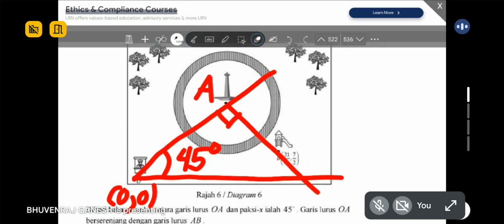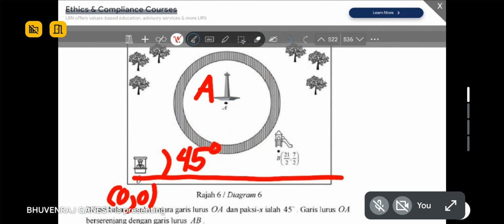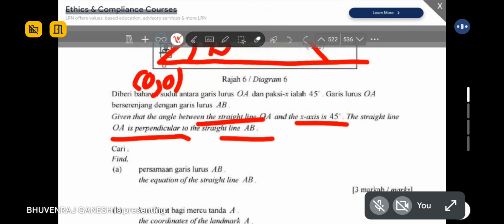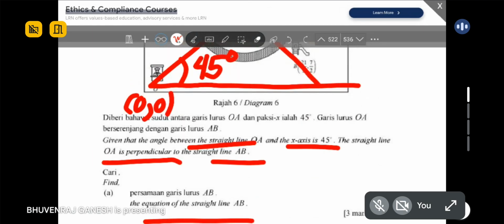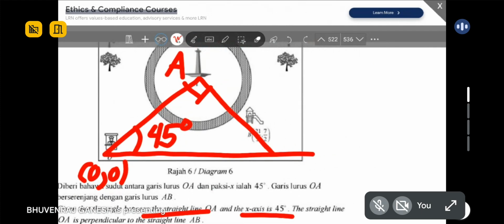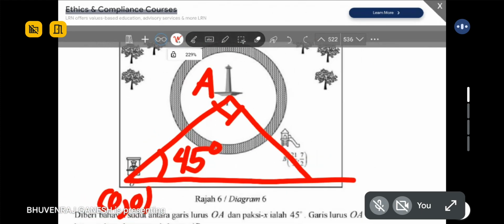Wait, did they give? Oh, they never give. Never mind. So no coordinates. All right, so like this. So actually you have a triangle. They want you to find the equation of AB, guys. All right, so how do we get the equation for AB?